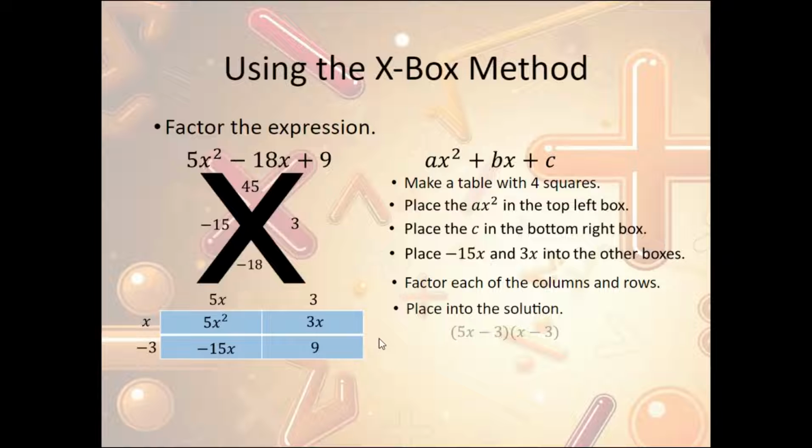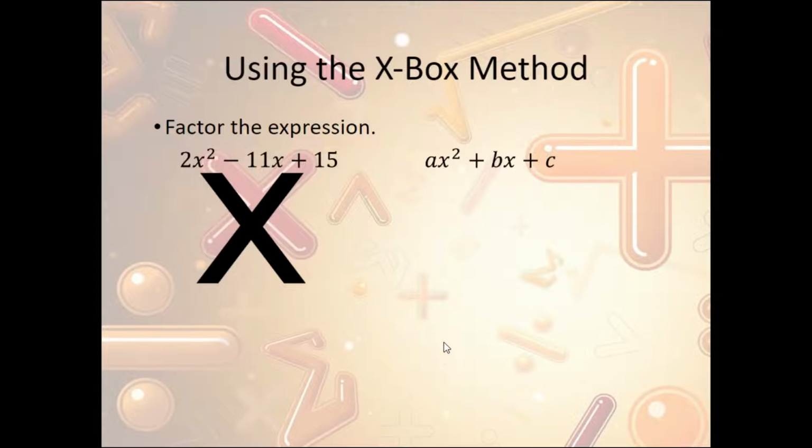And now we just place it into our solution. And now we're just going to check the signs to make sure they're correct. We know that the signs need to match so that it's 9, which they do here. And we need to make sure that we add up to be -18. So this is 5 times -3 is -15 minus 3 is -18. So we did it correctly.